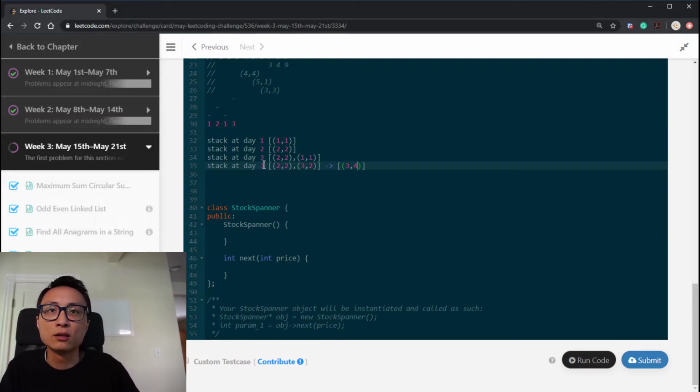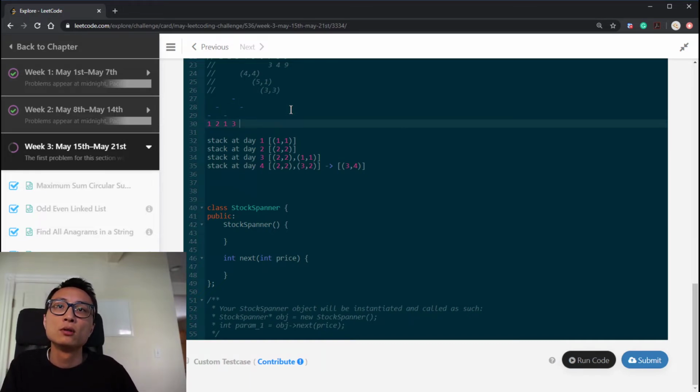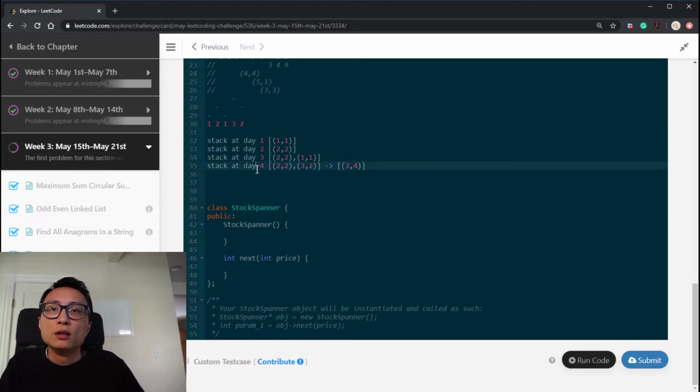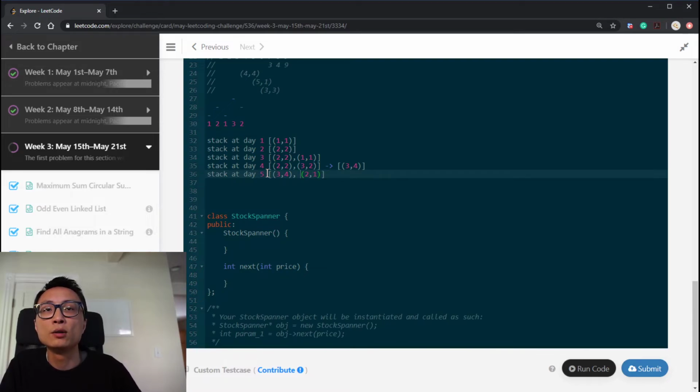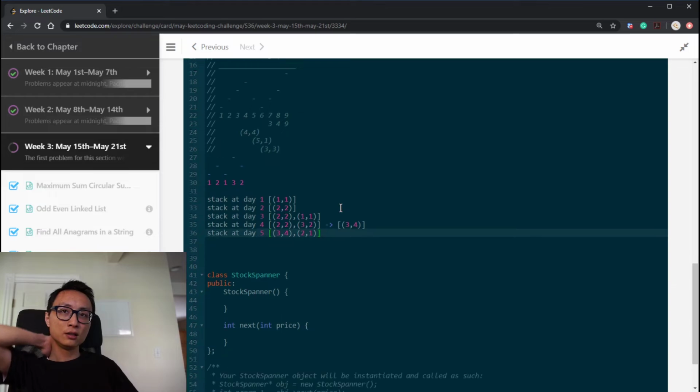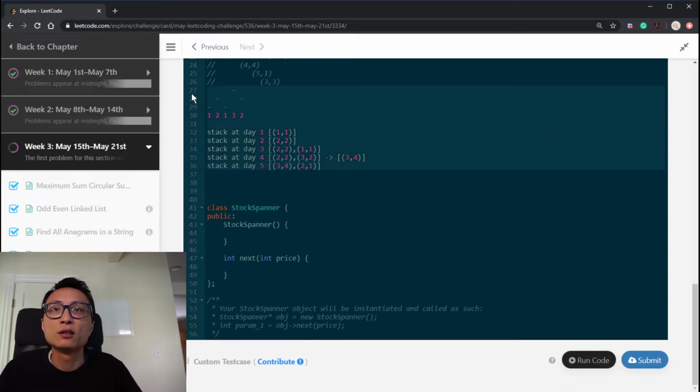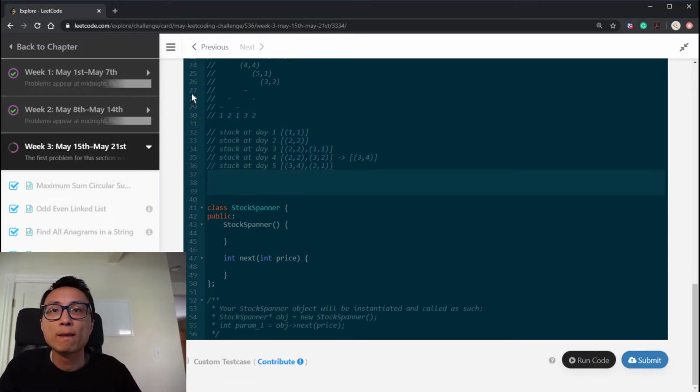After that, we can continue to process day 5. If the price dropped to 2, the stack at day 5 will be this, and a 2 with the current span streak of value 1. So that's pretty much how we maintain this stack.